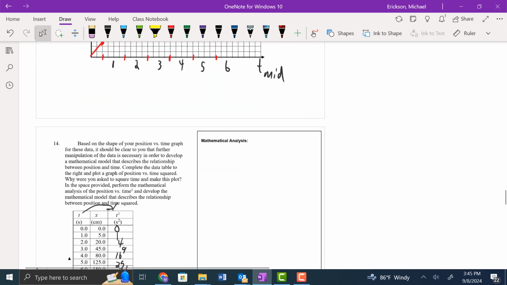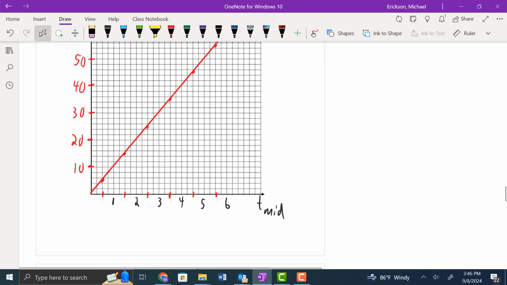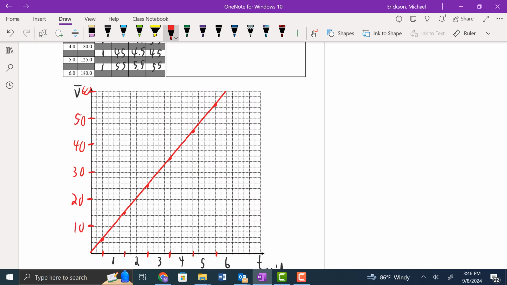All right, let's go down to these questions and see what they want. So they want us to know what the significance of our velocity time graph slope is. Well, let me solve what it is. So this data, rise over run. If I'm going to make an equation for this, it's going to be v is equal to m times t mid plus my initial v naught.